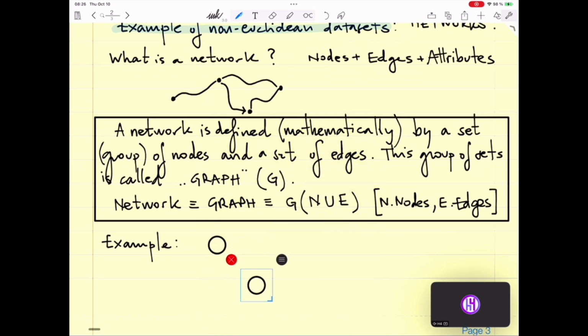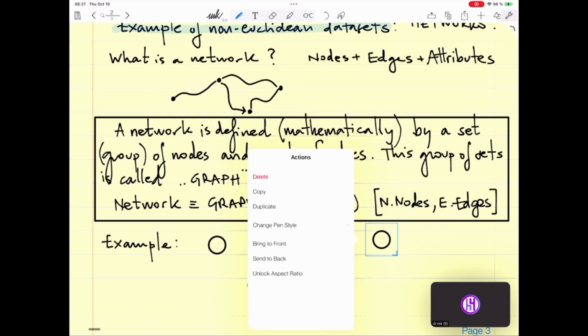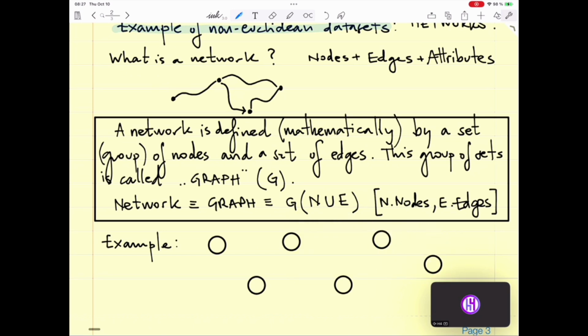So this would be the nodes. Say 1, 2, 3, 4, 5, 6. Can be distributed. 1, 2, 3, 4, 5, and 6. And then there is a connection between 1 and 2, 1 and 3, 2 and 3, 3 and 4, 3 and 5, 4 and 5, and 4 and 6.